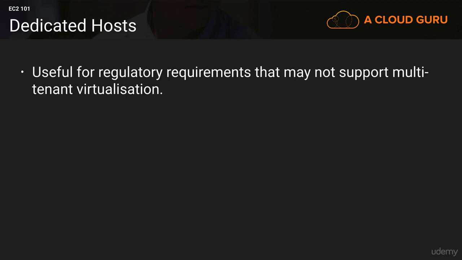Moving on to dedicated hosts. So this is useful for regulatory requirements that may not support multi-tenant virtualization. There are still quite a few government bodies out there who don't particularly want you to put your infrastructure on public cloud. They're becoming less and less, especially when you consider that the US federal government uses GovCloud, which is an AWS service now. The UK government very likely will be moving to a similar model now that AWS has a region within the UK.